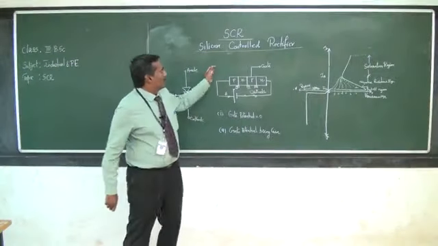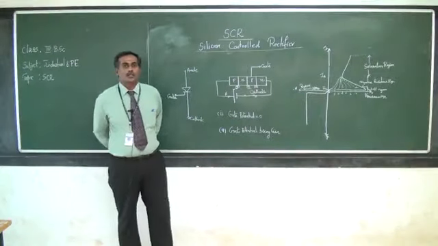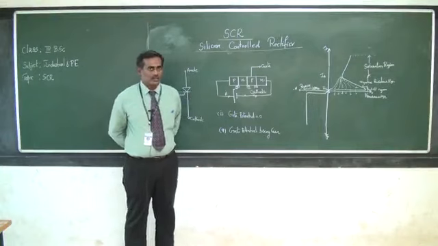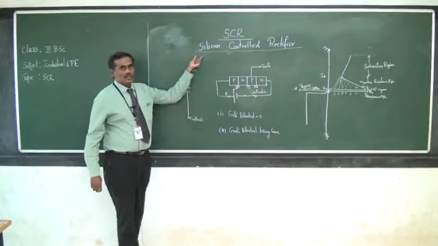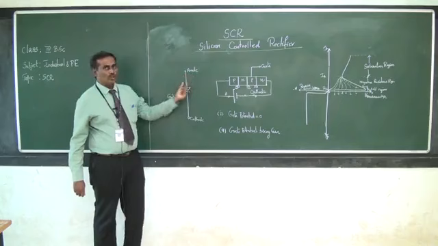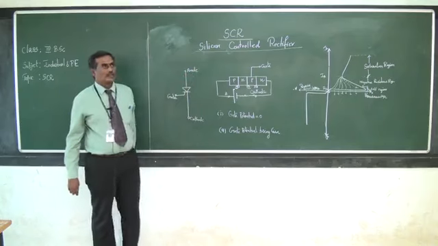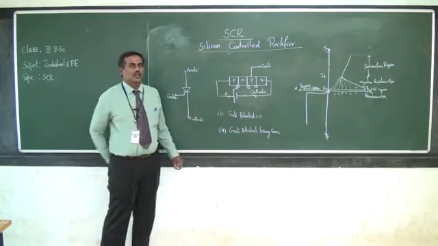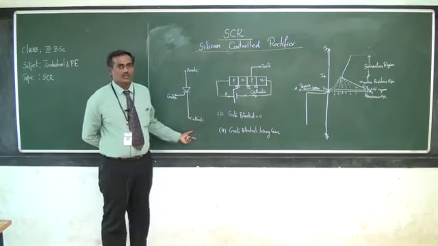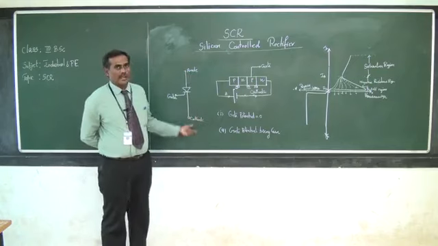Silicon controlled rectifier is a power device mainly used for industrial applications. SCR is a three-terminal device, namely anode, cathode and gate. It is a unidirectional device. That means the current conduction takes place only from positive to negative.